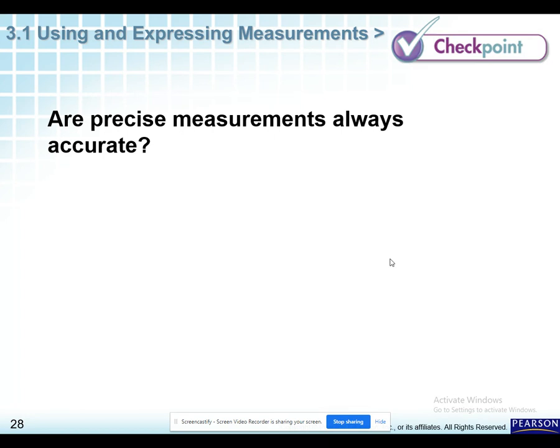So here's a question that I ask on all my tests. Yes, this will be a test question, so if you want to start in your notes, it will be. It was also, I believe, a question on your pre and post test. So you will see it on your final test for this class. Are precise measurements always accurate? I want you to pause this video and think through it and see what you come up with.